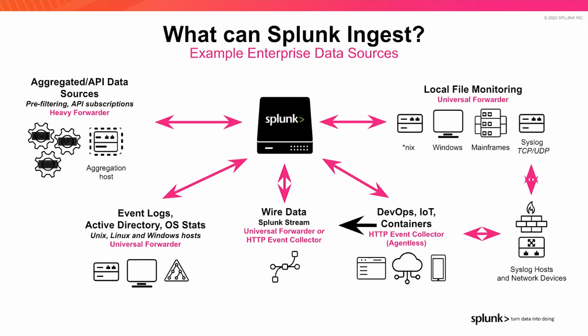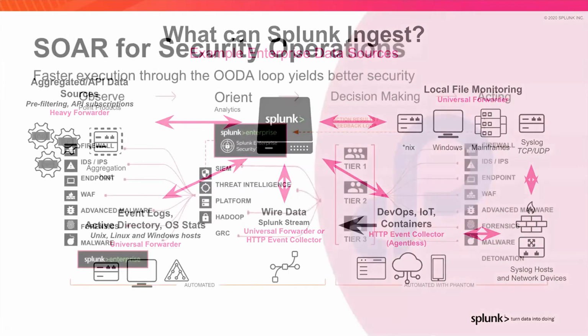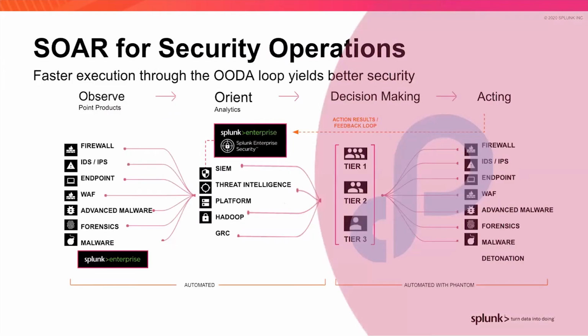Everything. So once we get all that data and we overlay some analytics to it, what do we want to do next? And that's where Phantom comes in. So once we've collected all the data, on the left-hand column there under Observe, we've oriented ourselves to it with an analytics layer like Splunk Enterprise Security for the security use case. We then need to take action and make decisions, right? And so that's where the right-hand side of this equation comes in.